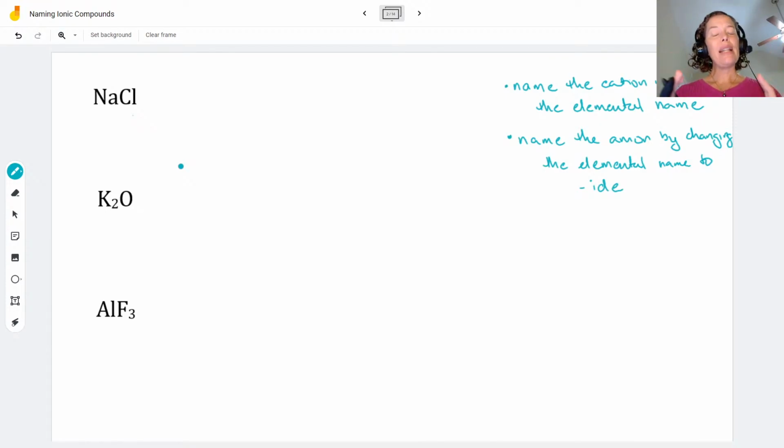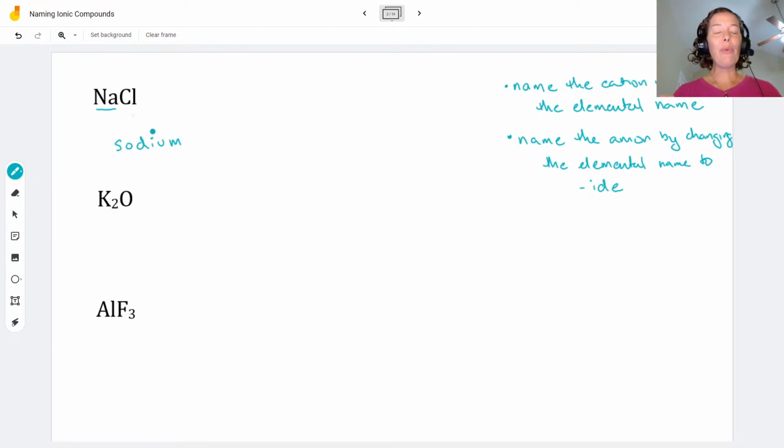These examples that you already know how to name are really useful, especially if you're in a test and you're a little bit panicky and you're forgetting your rules. These compounds that you already know so well can help you remember the rules. So let's first identify our cation. Our cation is Na. This is sodium. So we're going to name our cation with its elemental name. That is simply sodium. And that is our cation name.